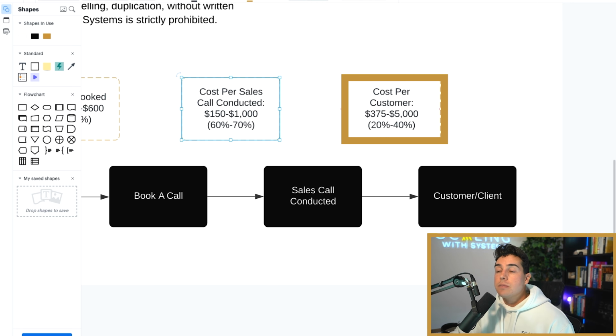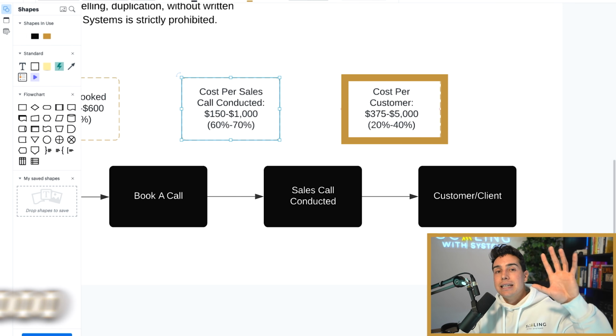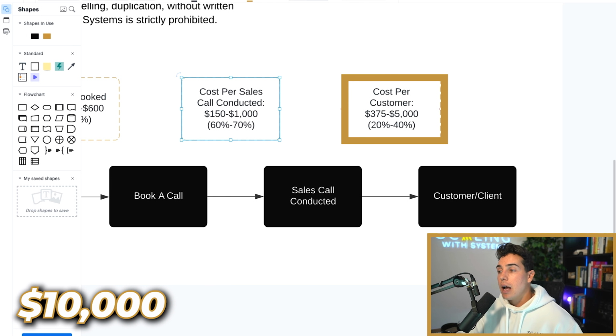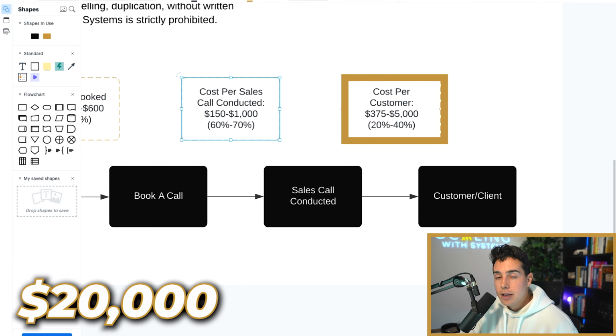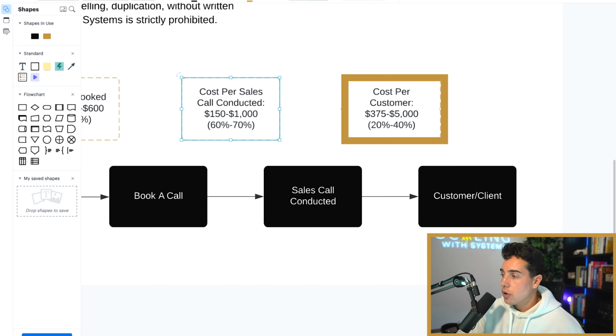And $5,000 may seem like a crazy amount to you to spend to acquire a customer, but if that customer's lifetime value for you is $10,000 and they also refer some clients to you as well, then you're going to be really profitable, 2 times return on investment, which means that for every $10,000 that I give Facebook, I'm making $20,000 back. And that obviously scales as you scale those numbers as well.